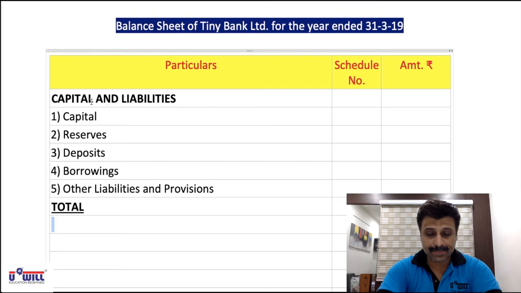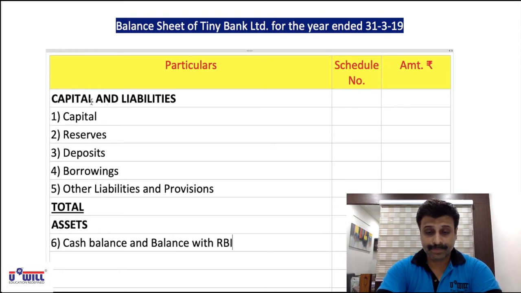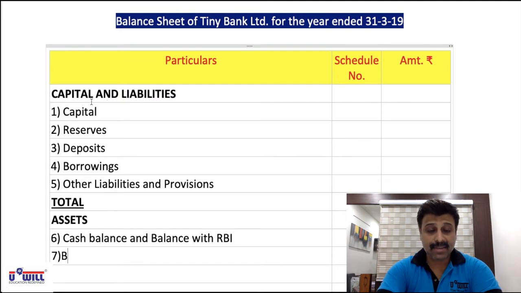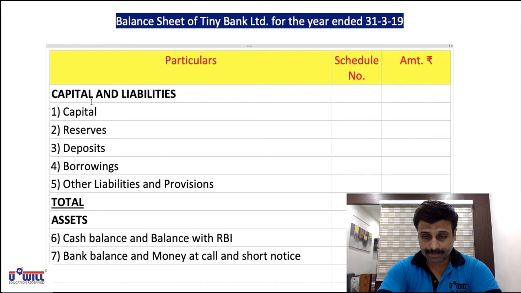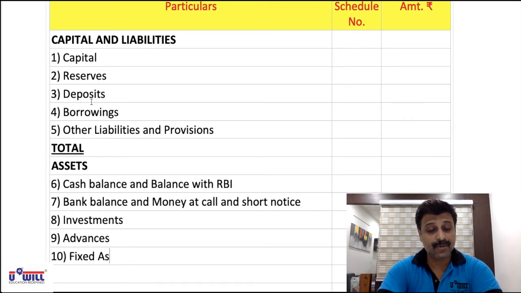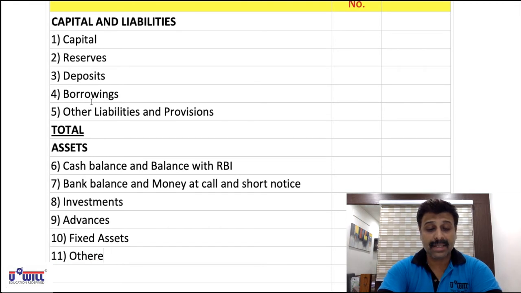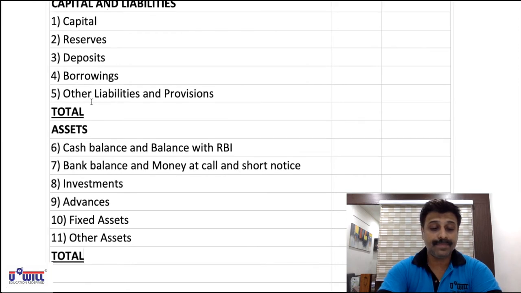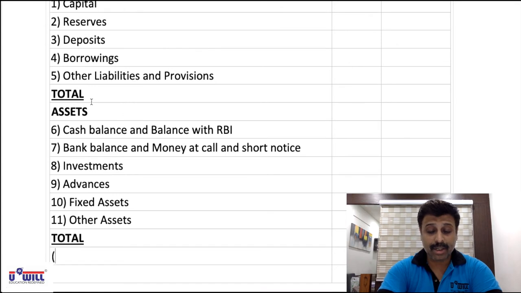Then after that we will have assets. Now, C stands for cash balance and balance with RBI. Then B stands for bank balance and money at call and short notice. I stands for investments. A stands for advances. F stands for fixed assets. O stands for other assets. Then again the total. After the total, we will have two contingent items. A, contingent liabilities.